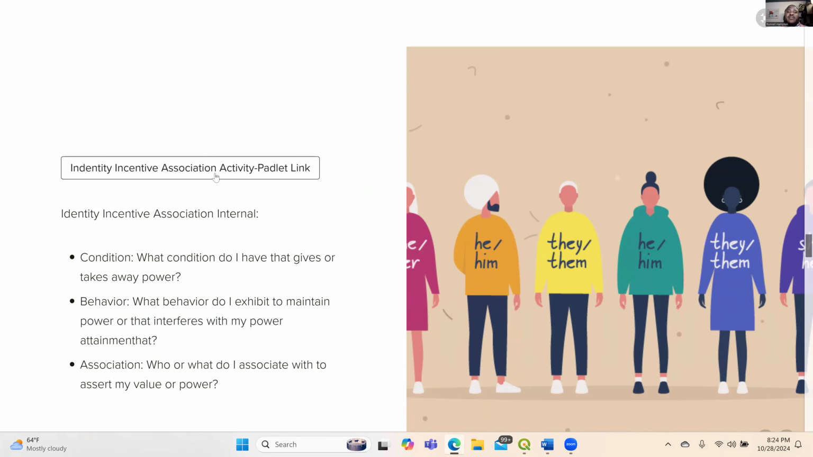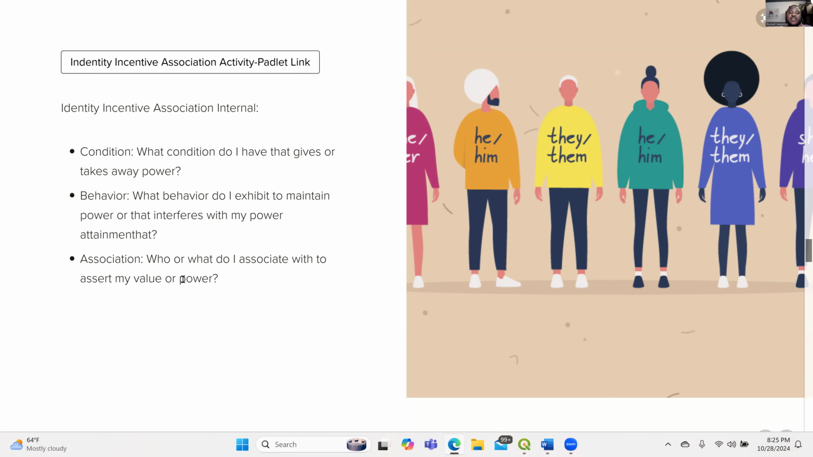It's an identity incentive association activity. I want you all to think of your internal processing of this. What conditions do you have that give or take away power? What behavior do you exhibit to maintain power or interfere with power attainment? And then association: who or what do you associate with to assert your value or power?